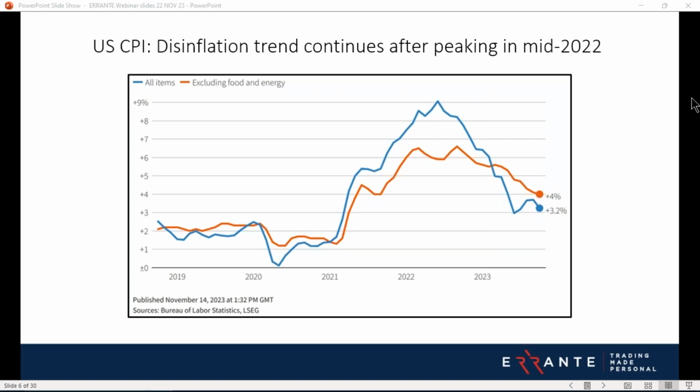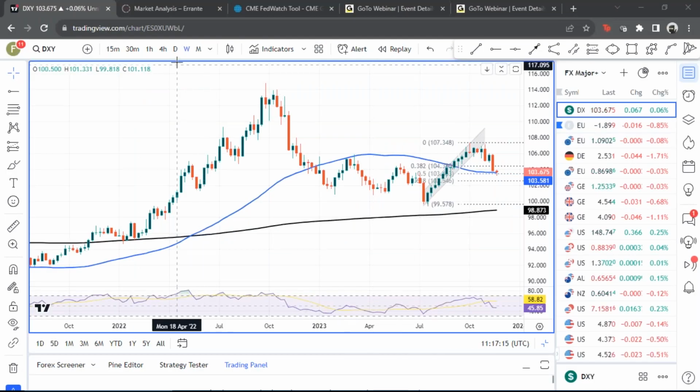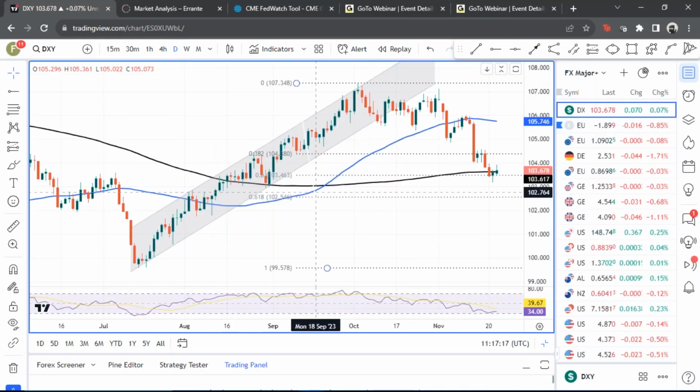If we just have a look at the DXY chart next, the dollar index, of course, remembering that it is heavily weighted to the euro, which is around 57% or so of this index. But anyway, you can see a big breakdown after the US CPI numbers.